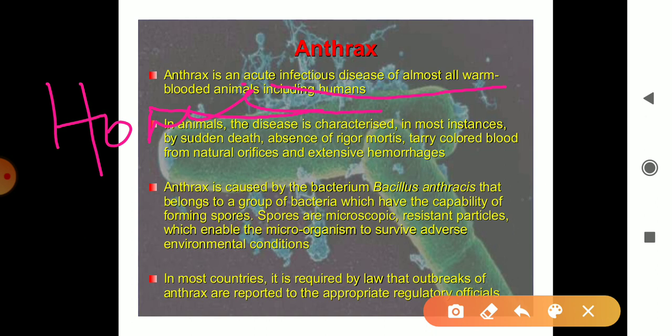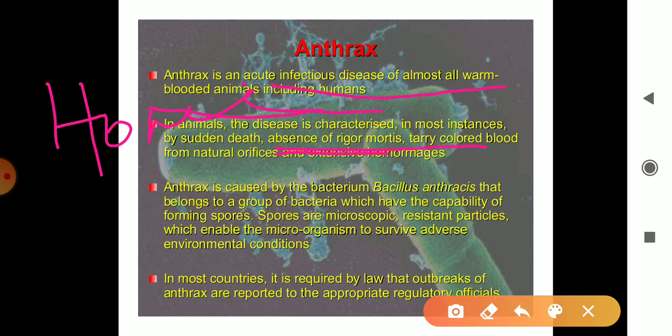In this disease, the animal dies very suddenly and there is no rigor mortis, and we will find some tarry or coffee-colored blood that is unclotted, very important, unclotted, coming out of the natural orifices like the anus, the nostrils, and the mouth cavity. From all the natural orifices the tarry colored blood is found and there are extensive hemorrhages.